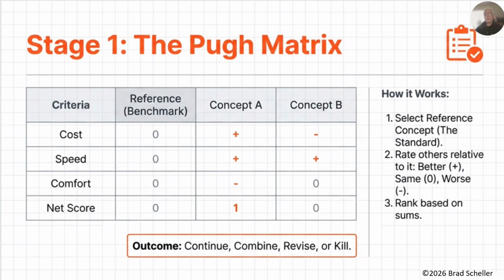In this example, concept A scores 1 plus, 1 minus overall. It's better on cost and speed, but worse on comfort. Concept B breaks even: better on speed, worse on cost, same on comfort.